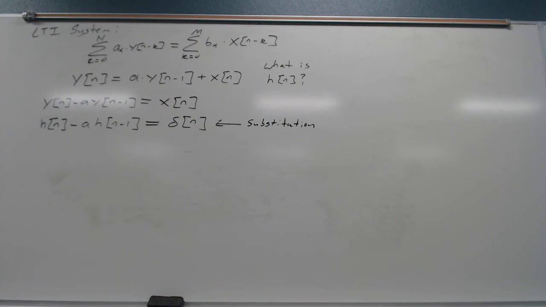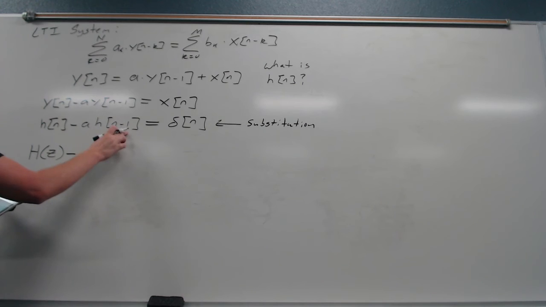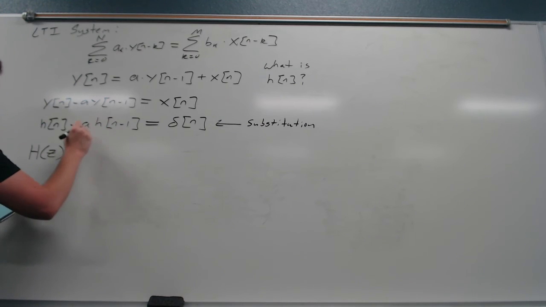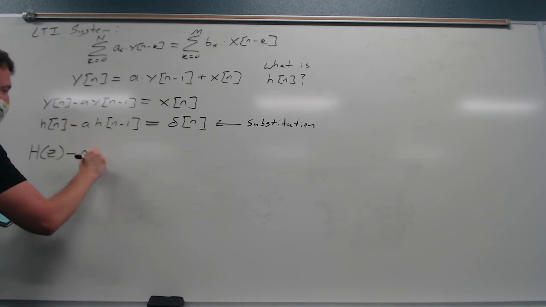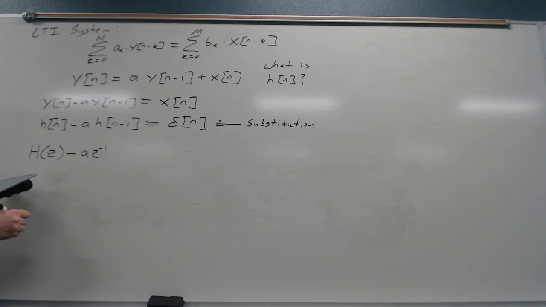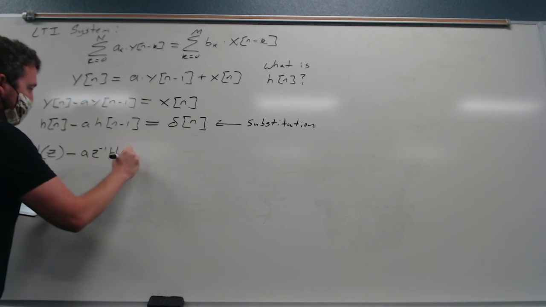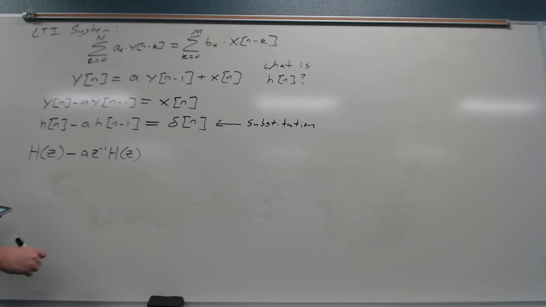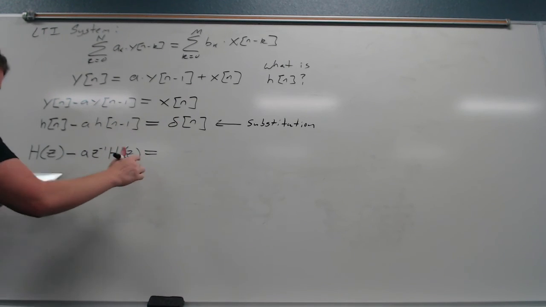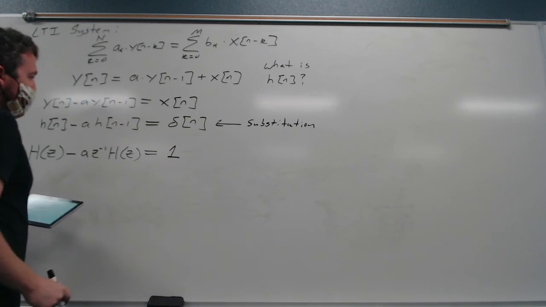Next step, you're going to take the z transforms of all of these guys. Some of this is pretty easy. The z transform of h of n is just going to be big H of z minus a times, since it's time shifted, n minus 1, first we have the constant little a. The n minus 1 gets us z to the negative 1 times H of z. And the z transform of the delta function is just 1.